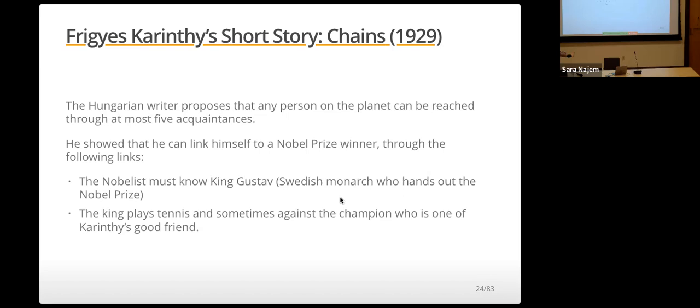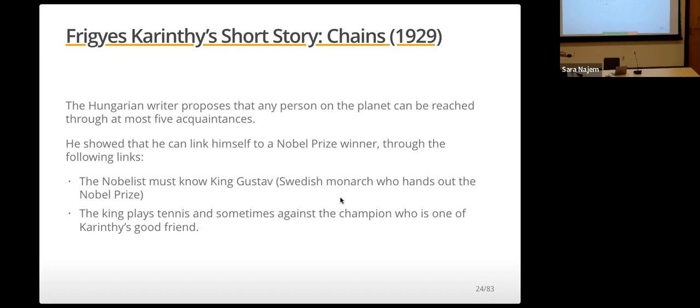So he starts by entertaining himself with reaching a Nobel Prize laureate in 3 to 4 steps. He mentions that he can do that because the Nobelist must know King Gustav, the Swedish monarch who hands out the Nobel Prizes, and who happens to play tennis with his best friend. So in 3 steps, he's there.